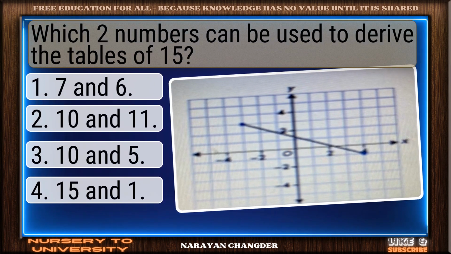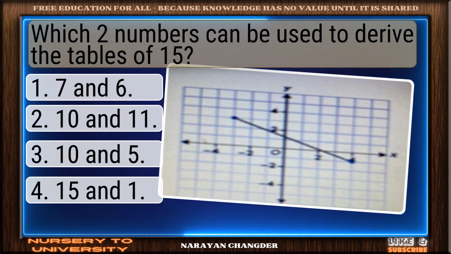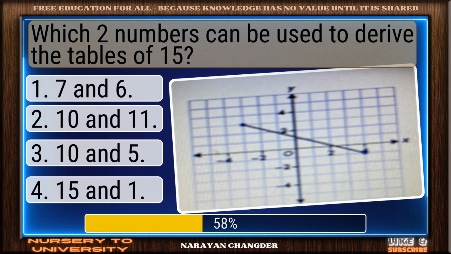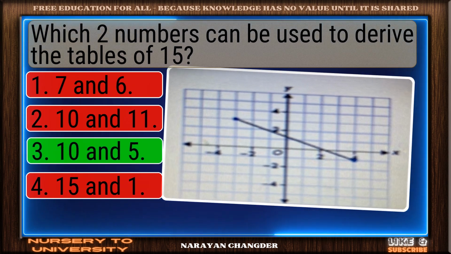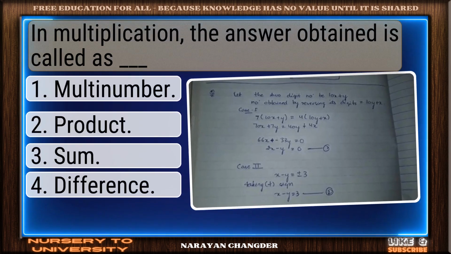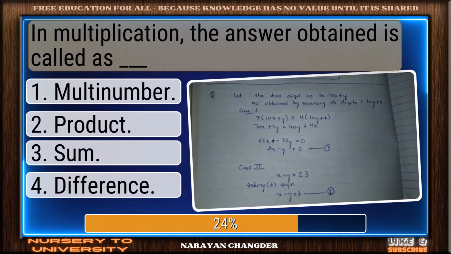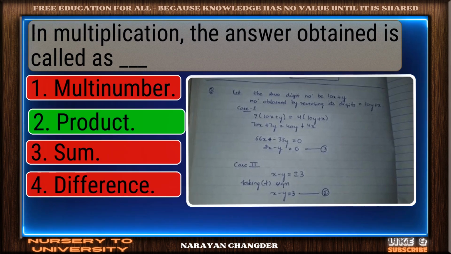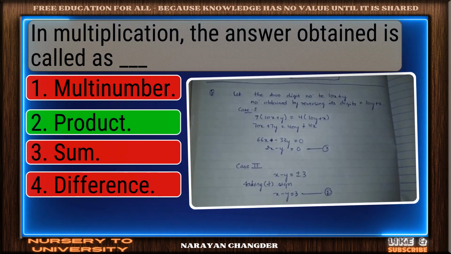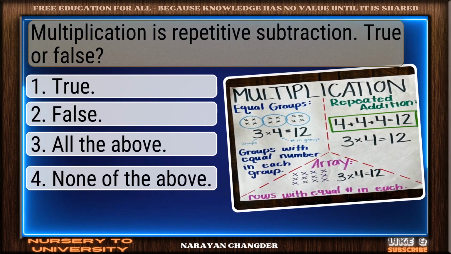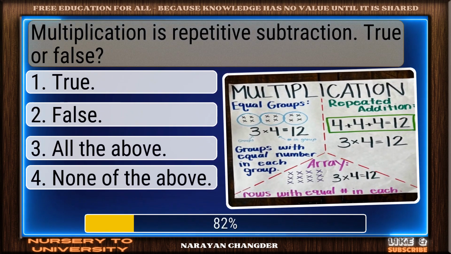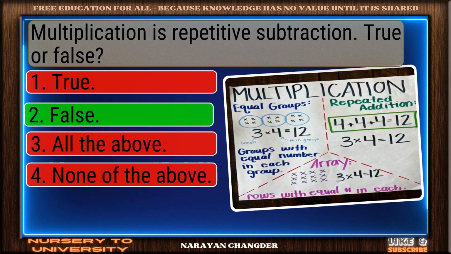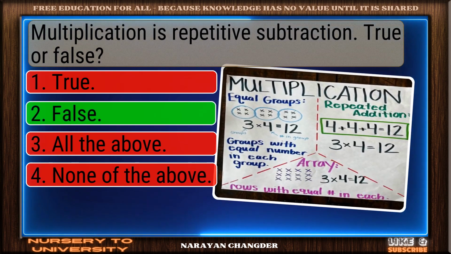Which two numbers can be used to derive the table of 15? Valid point. 10 and 5 is true. In multiplication, the answer obtained is called dash. Bravo. Product is the answer. Multiplication is repetitive subtraction. True or false? Good thinking. False is the right answer.